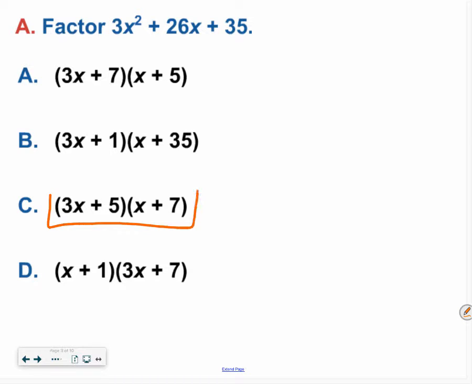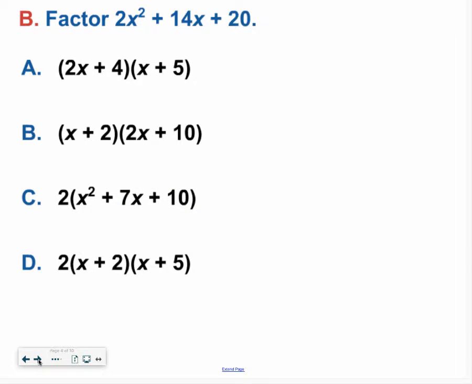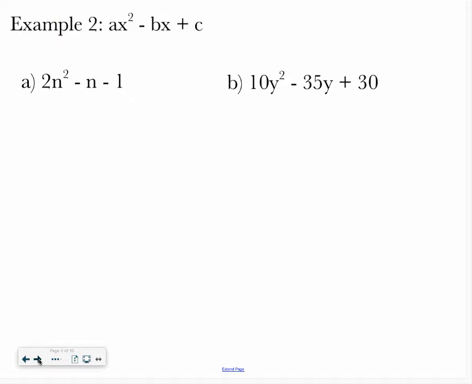Hopefully you ended up with 3x plus 5 times x plus 7. All right, go ahead and try one more. Hopefully you saw that these all had a 2 in common and pulled that out first. You said 2 times the quantity of x plus 2 times the quantity of x plus 5. If you have any questions about that, be sure to ask for some help.